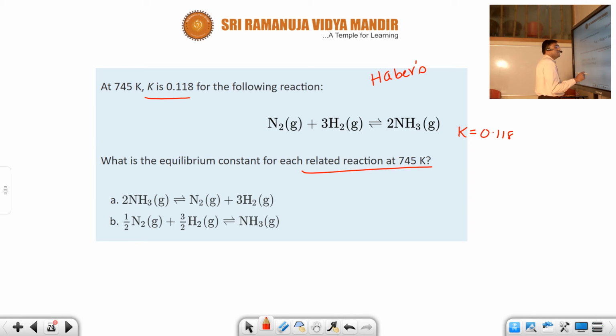First reaction is given. So actually, the first reaction is 1 by K, because it is reciprocal. It becomes 1 by 0.118. This is the answer for the first one.